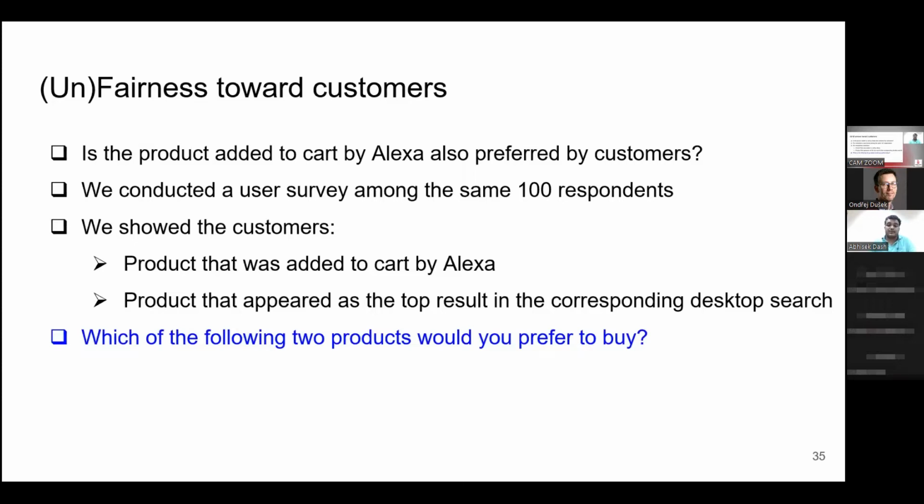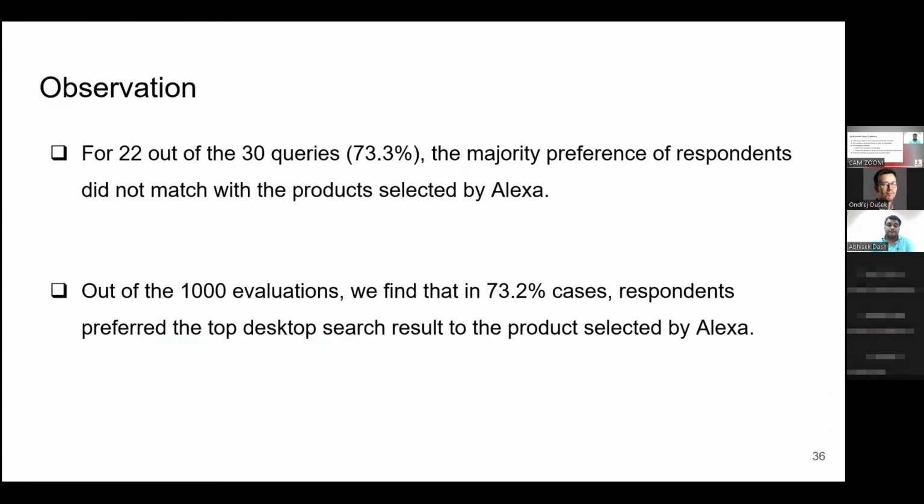To understand the fairness concern from the customer's perspective, we conducted a survey among the same 100 participants and asked them their preferences. Each customer was shown a product which was added to cart by Alexa and the top organic search result as per Amazon's own search engine result rank. Then they were asked which of the two products they preferred to buy.